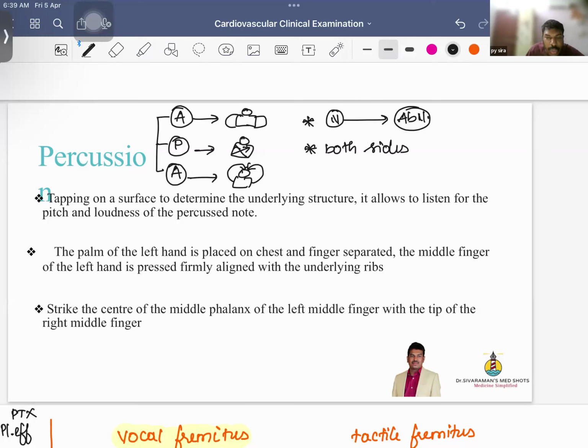Then you have two fingers here. The first finger is called the pleximeter. The second finger is called the plexor. You keep the pleximeter over the intercostal area, and you strike with the plexor on the middle phalanx.